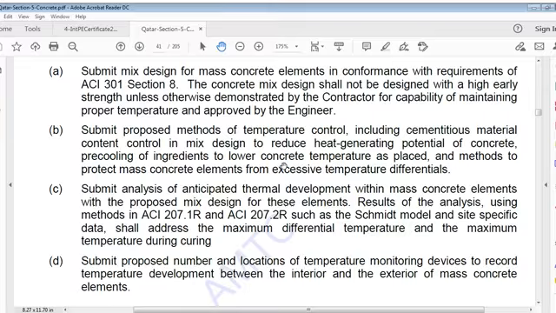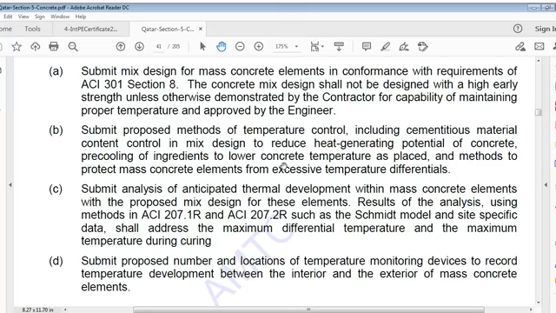Results of analysis using methods in ACI 207.1R and ACI 207.2R, such as schematics model and site specific data, shall address minimum differential temperature and maximum temperature during curing. So this is some reading problem sometimes.